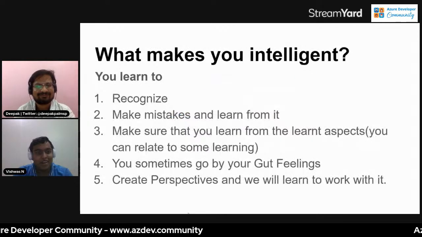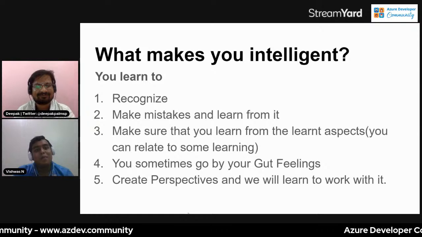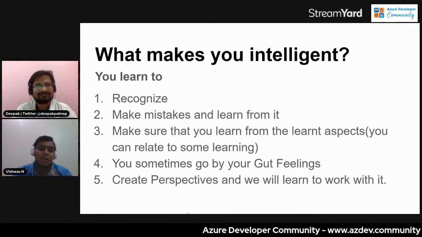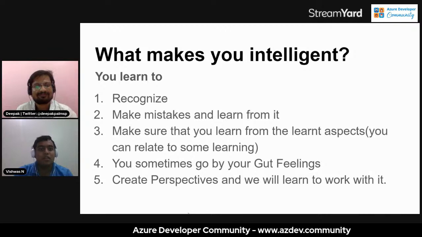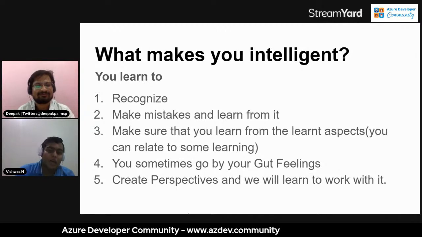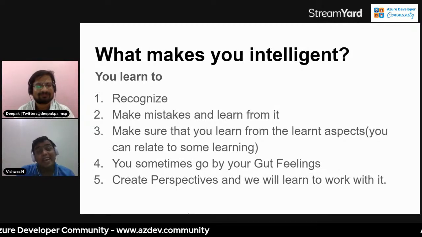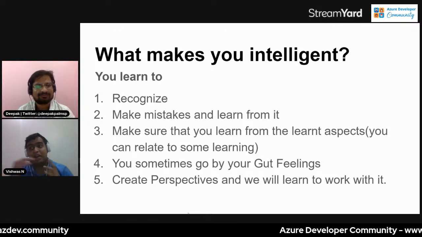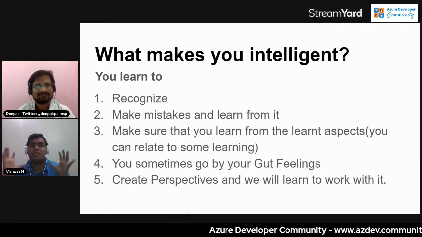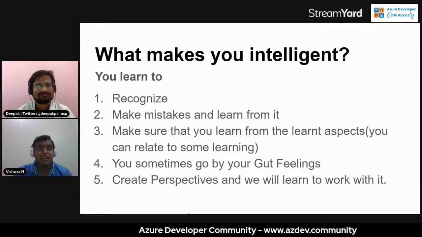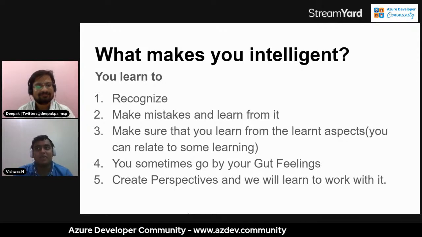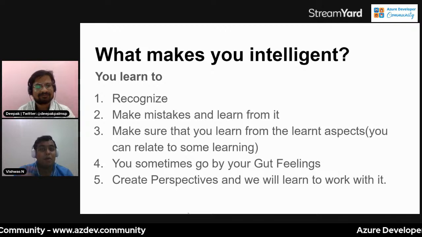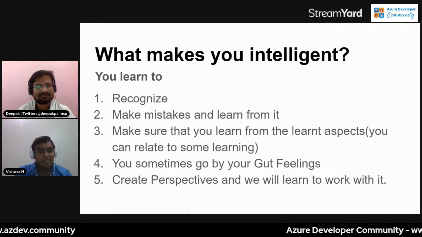That's what it is. And what makes you intelligent as a person is that you learn to recognize: you make mistakes, you learn from it, and make sure that you learn from the learned aspect. You can relate to some learnings that you had previously, like you might have fallen and you would have said, okay, this is how I balance it. A baby starts thinking, okay, there's something which is burning, and it goes and touches it and it gets hurt, and it will say, I'm not going to touch it once again, kind of a thing like that.